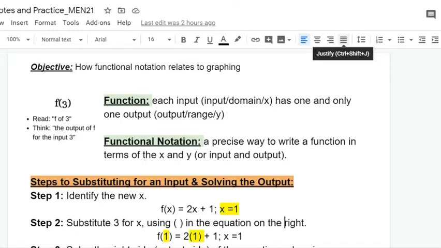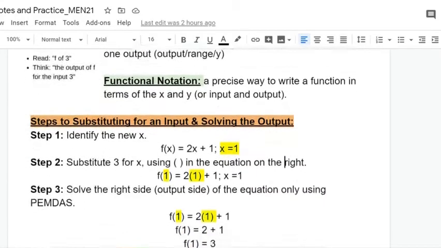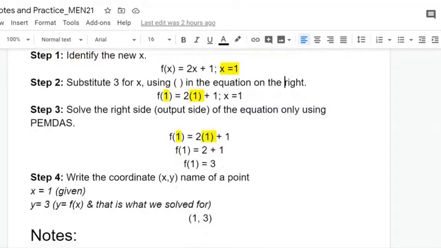Functional notation is a precise way to write a function in terms of the x and the y, the input and the output. So the steps for substituting input and output and solving: identify the x, then substitute 1 for the x using parentheses. When you're substituting, obviously the x value is going to change, and you always want to make sure to have it in parentheses. f of x already has parentheses, so you're just going to throw that in there. But when it comes to the x, you want to put parentheses.